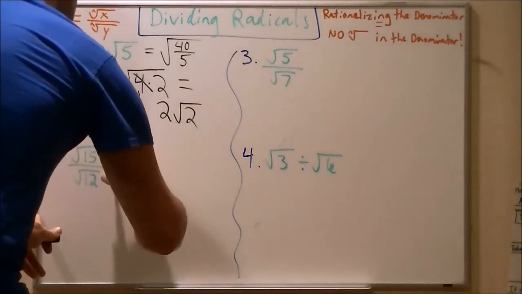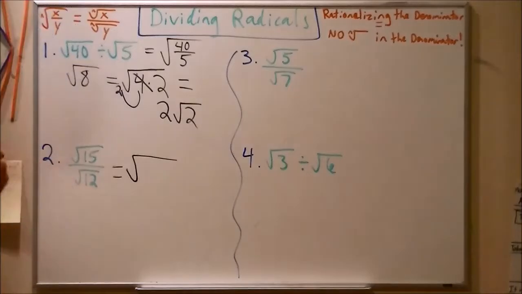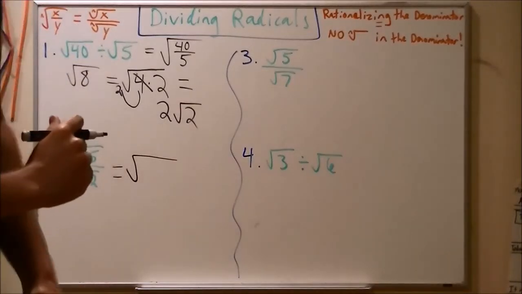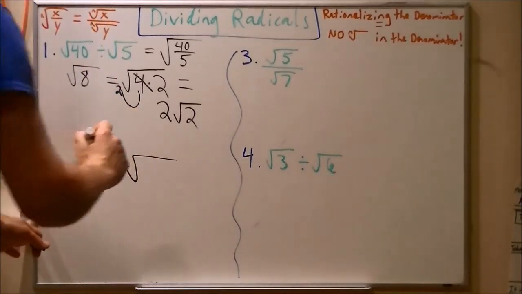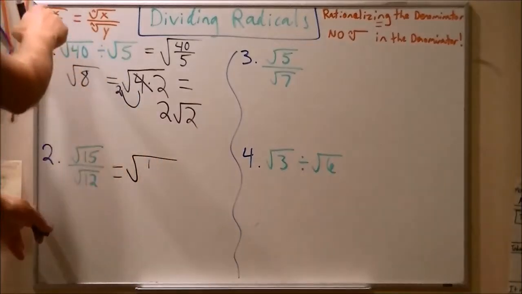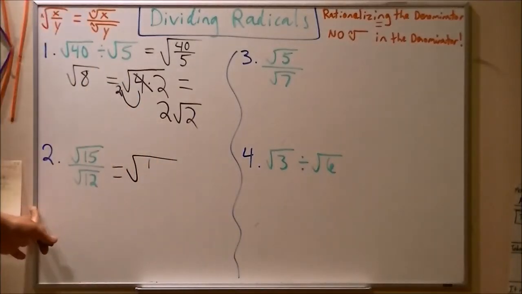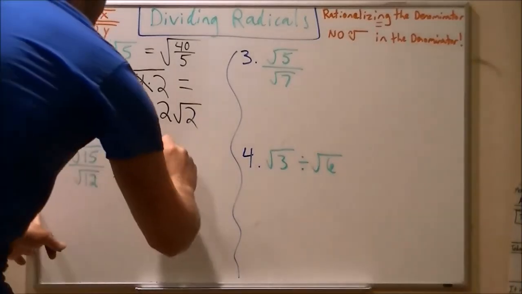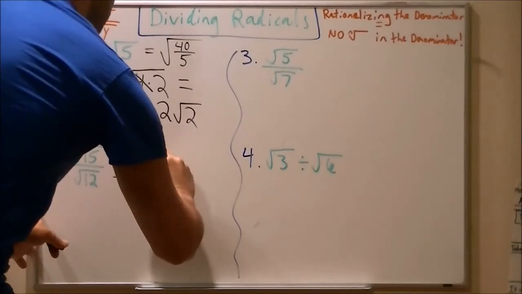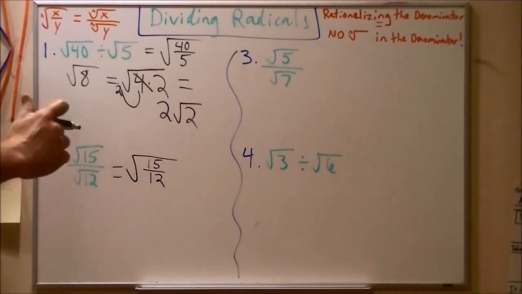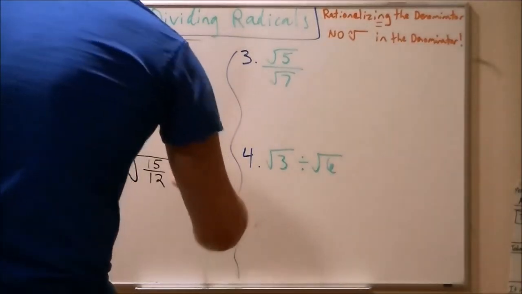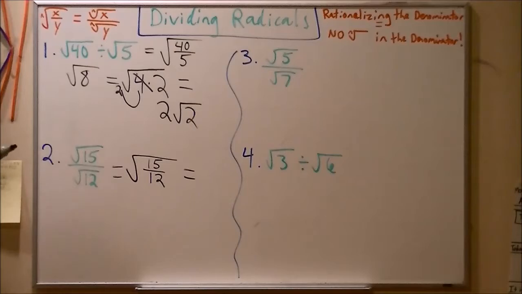If I were to combine these under one square root symbol, which the rules of dividing radicals tell me that I may, so I will. I'm going to have the square root of 15 over 12. I like doing it that way, and here's why. Whatever's found together, I can just simplify of itself.